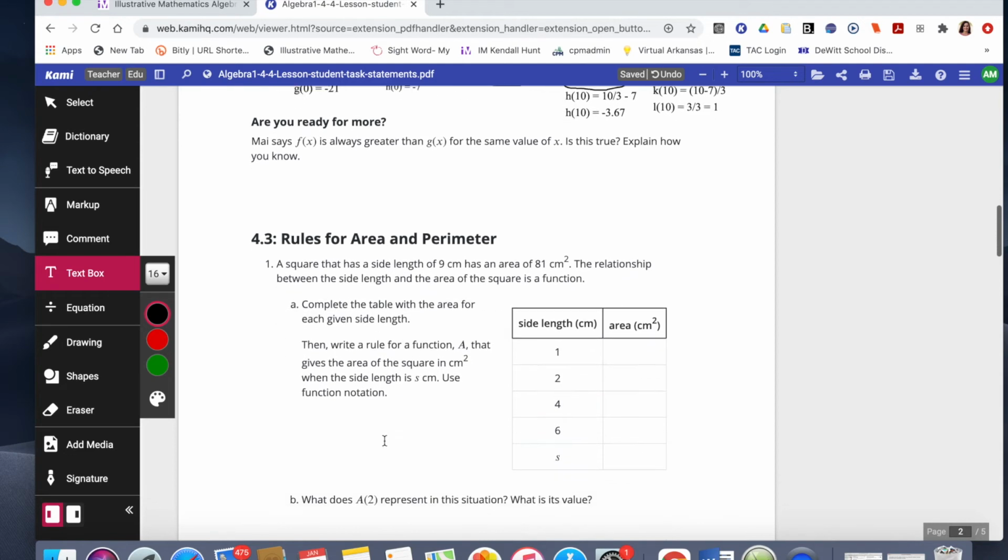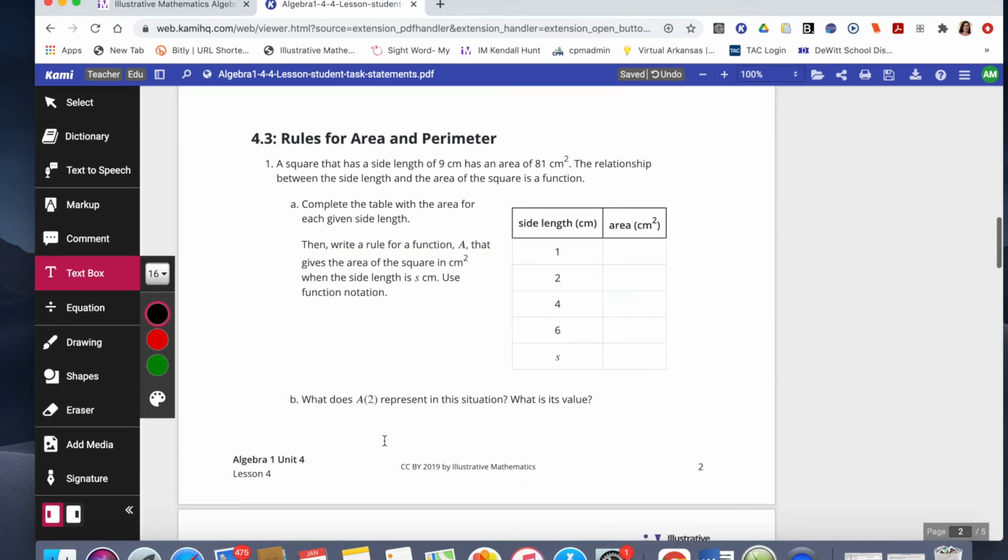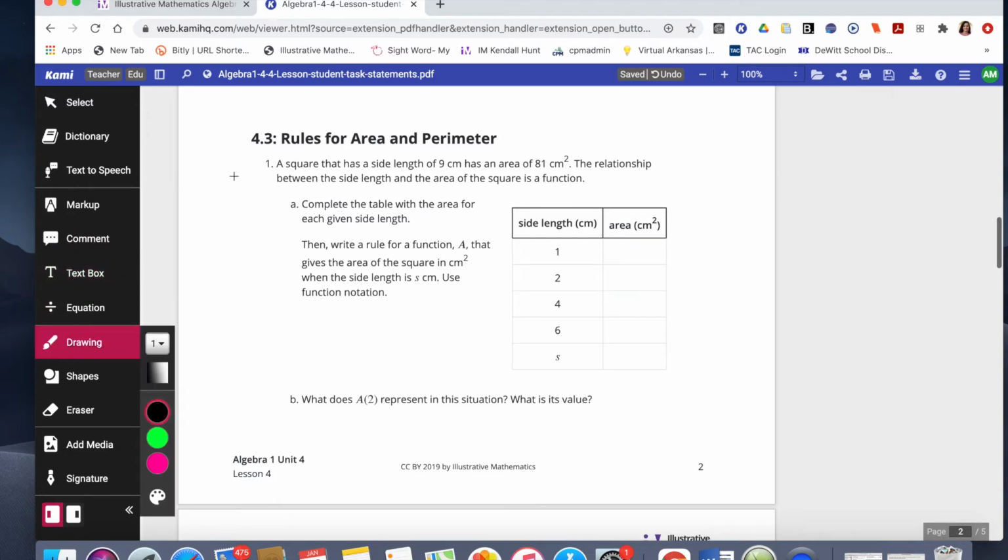Okay, so look at 4.3. We have rules for area and perimeter. A square that has a side length of 9 centimeters has an area of 81 centimeters squared, or square centimeters. So if I were to draw a square here, and I said this is 9, this is 9. Remember, this area is base times height, length times width, or in this case, side times side, because all the sides are equal. So this would be 9 times 9, which is 81.